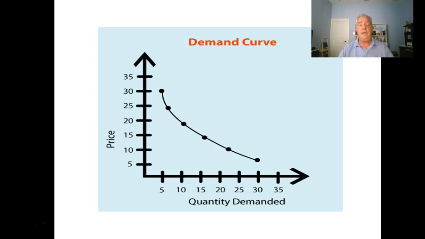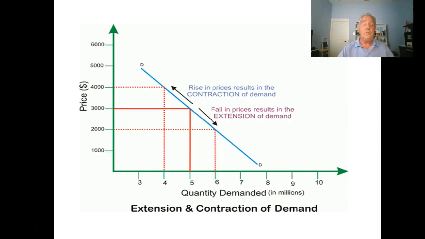At $15, I'll buy 15, 16 of them, and so on down the curve. So as we proceed down the curve, we're purchasing more and more units. Now, there are two types of extensions or issues with the demand curve. One is a movement along the demand curve, and this is the result of marginal utility.